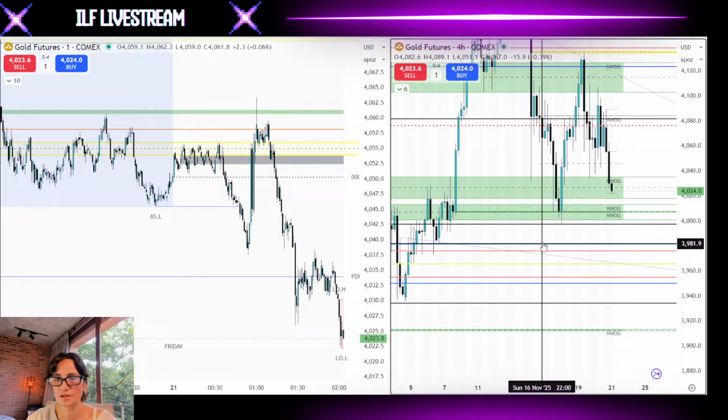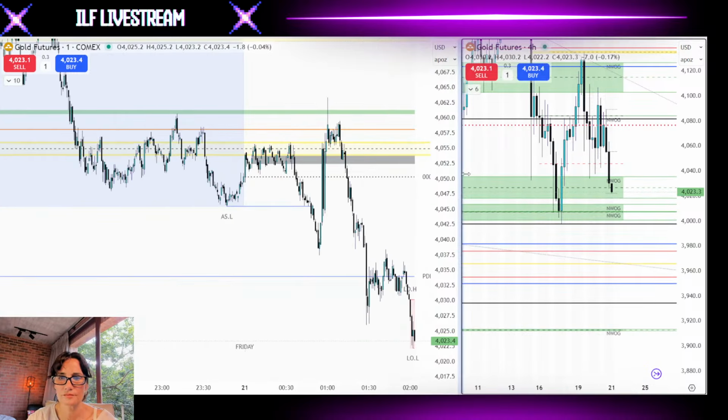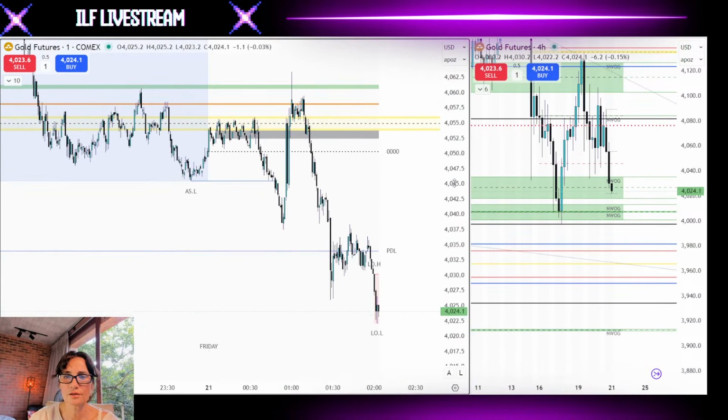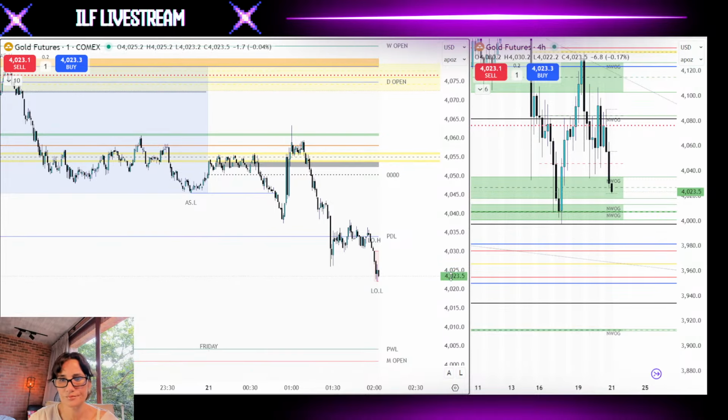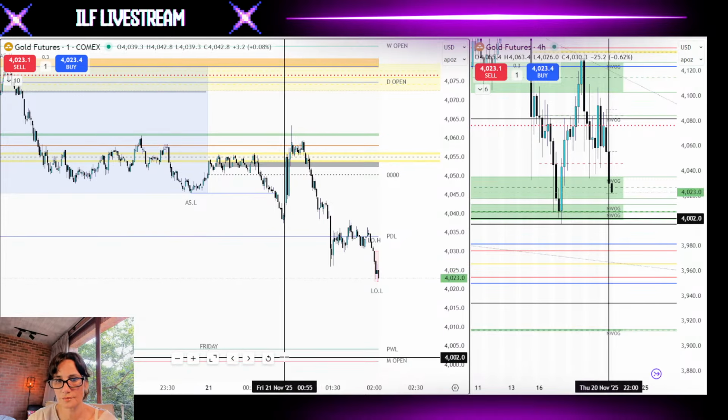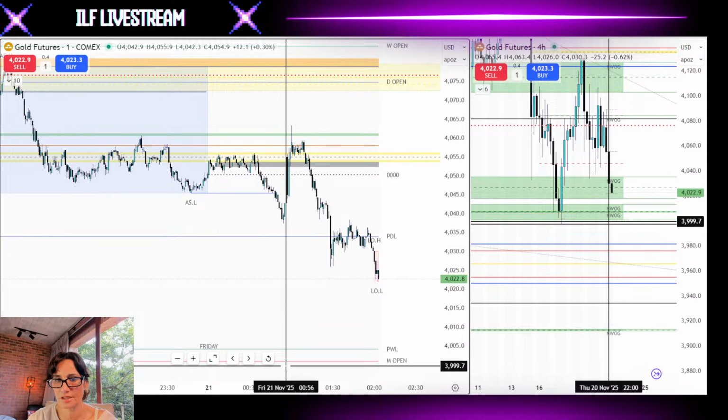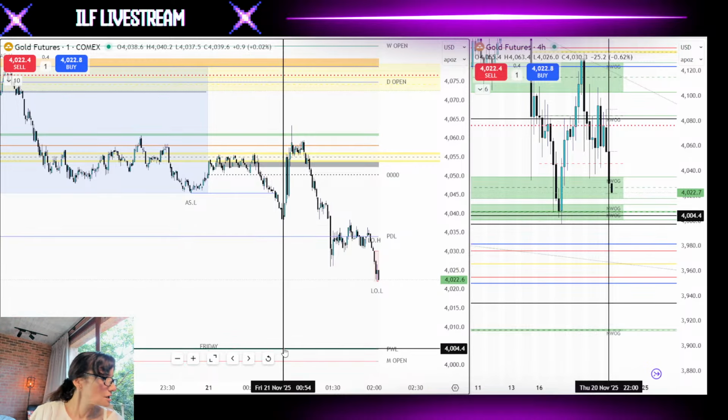Okay, so we got some lows here. Yeah, I'm definitely not bullish on gold. We got a previous week low. We got a monthly open here, even below that level.